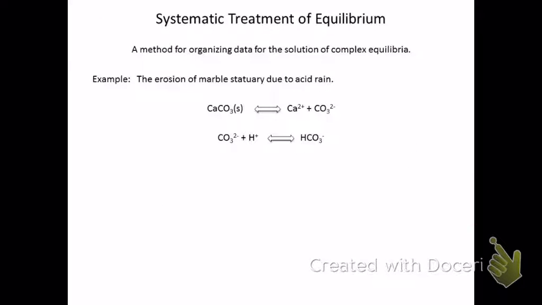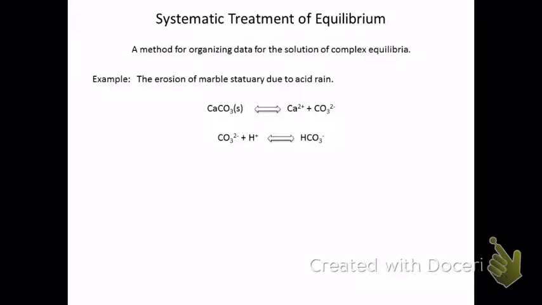Okay, so let's take a look here at the systematic treatment of equilibrium, and it is a method for organizing a lot of data for very complex equilibria solutions. So up to this point, we've taken a look at fairly simplistic problems where a single ICE table has been able to solve for an unknown concentration given one balanced equilibrium expression and one K value. But we have more complex systems than this.